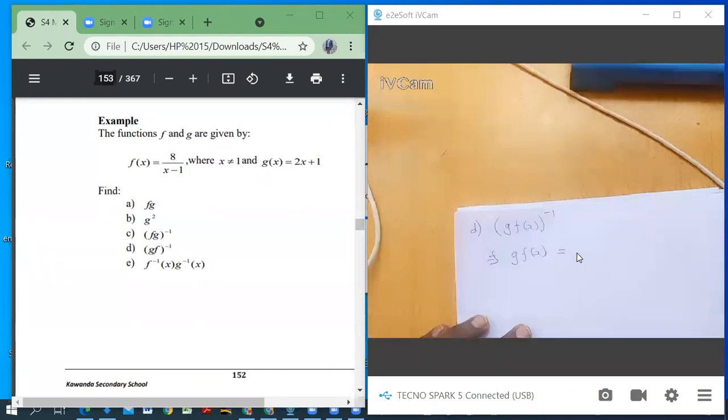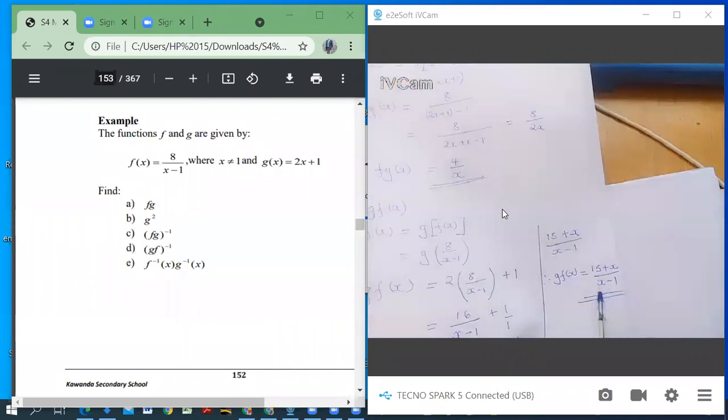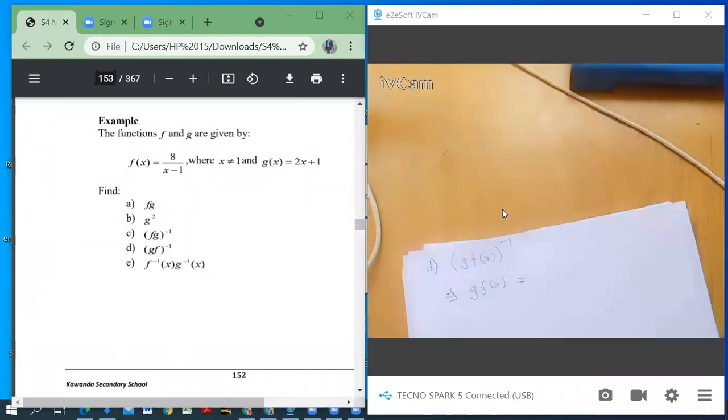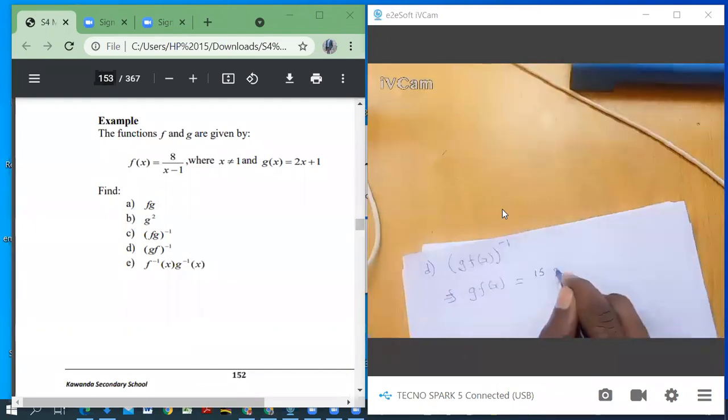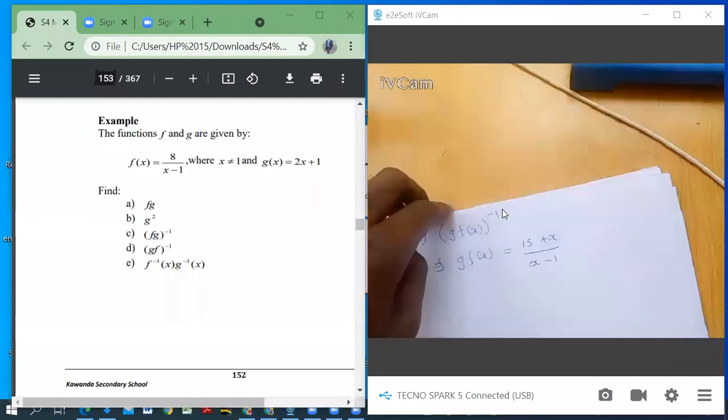What was our answer, please? It was 15 plus x over x minus 1. Yes, it was this one. So we have 15 plus x over x minus 1. Members, are we together?